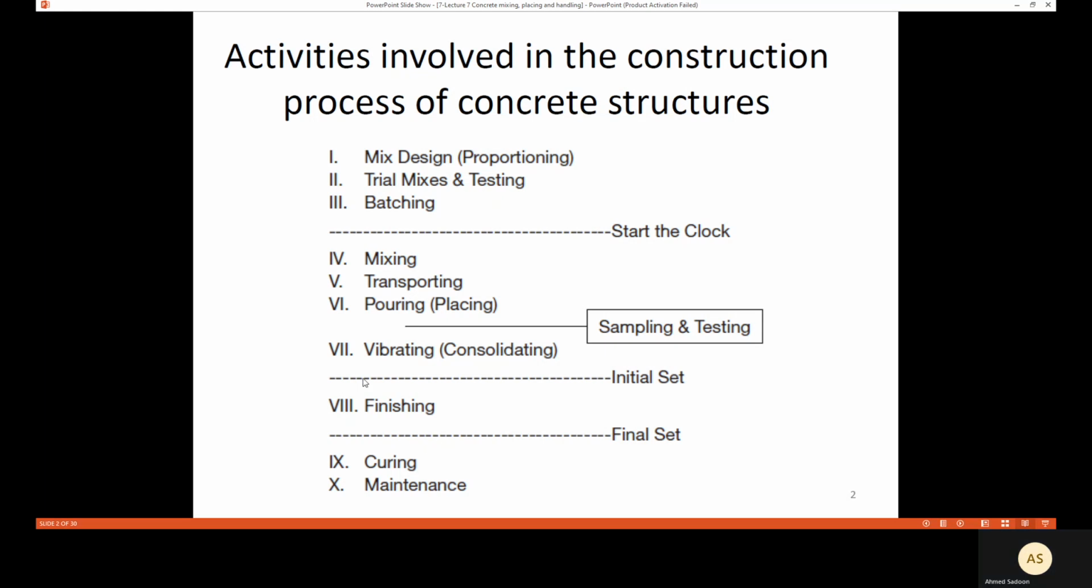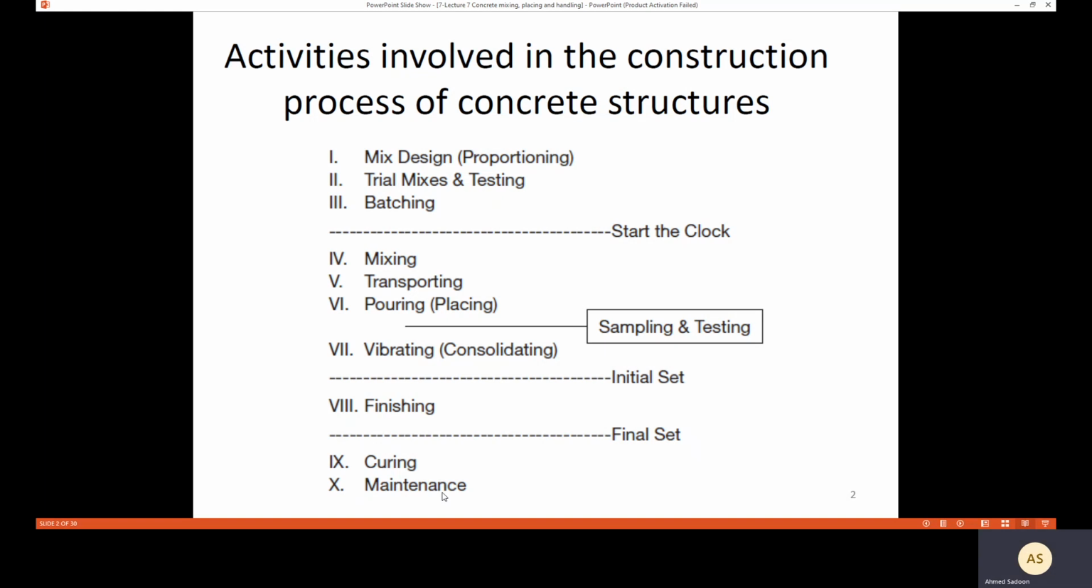Then after the concrete is completely hardened, we are going to start the curing process. In the curing process, we are going to maintain a certain level of moisture and temperature so that the concrete is going to gain its ultimate strength. Even though the concrete here is hardened, we need the curing process in order to increase the strength of the concrete by maintaining a certain amount of moisture and temperature. Then after a while, if you have a problem with the concrete, you may need maintenance.